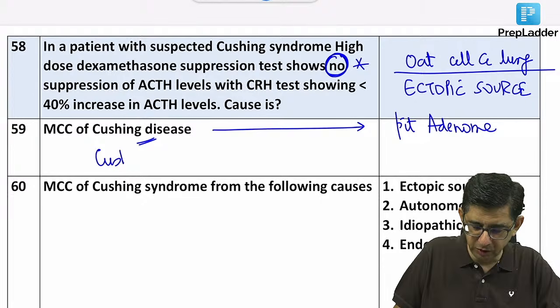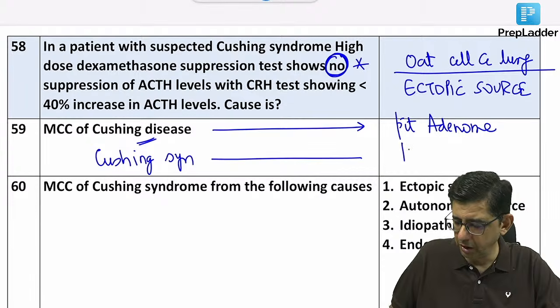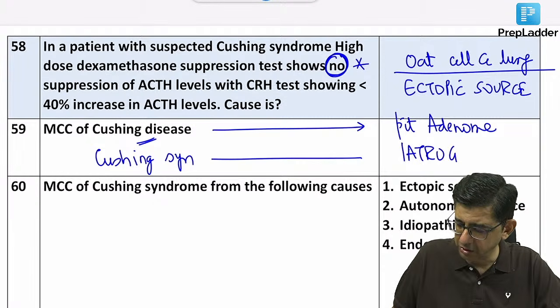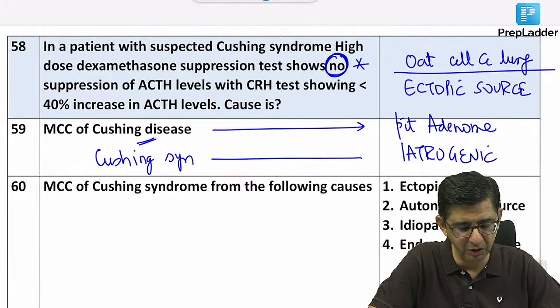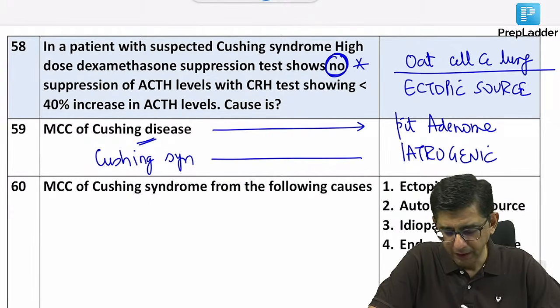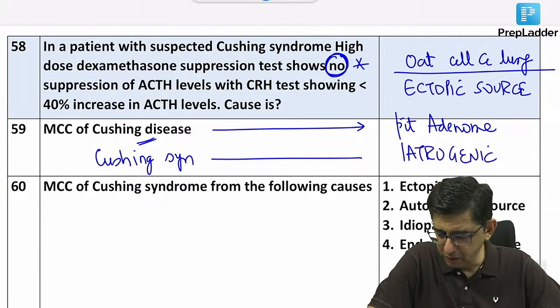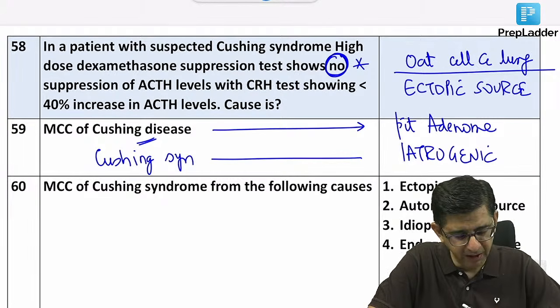If I change the language of this question to what is overall the most common cause of Cushing syndrome, then it would be answered as iatrogenic. Iatrogenic means doctor induced, or an exogenous cause. Good. Let's move on to the next one, where he asks what is the most common cause of Cushing syndrome from the following causes. Yes, guys.